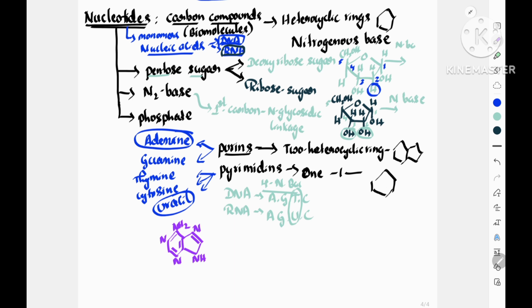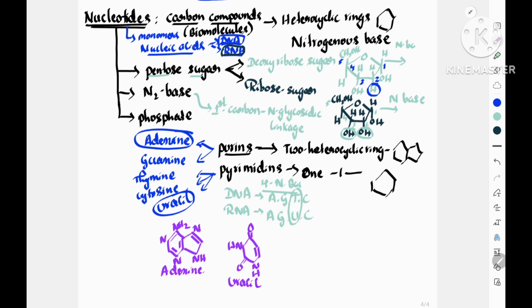So there is no need to go through all the structures. Just remember the structures mentioned in the NCERT text. This is the structure of adenine. And the structure of uracil is also given. Uracil is a pyrimidine which contains 1 heterocyclic ring. And the structure goes like this: NH, double bond O, NH. And this is the structure of uracil.